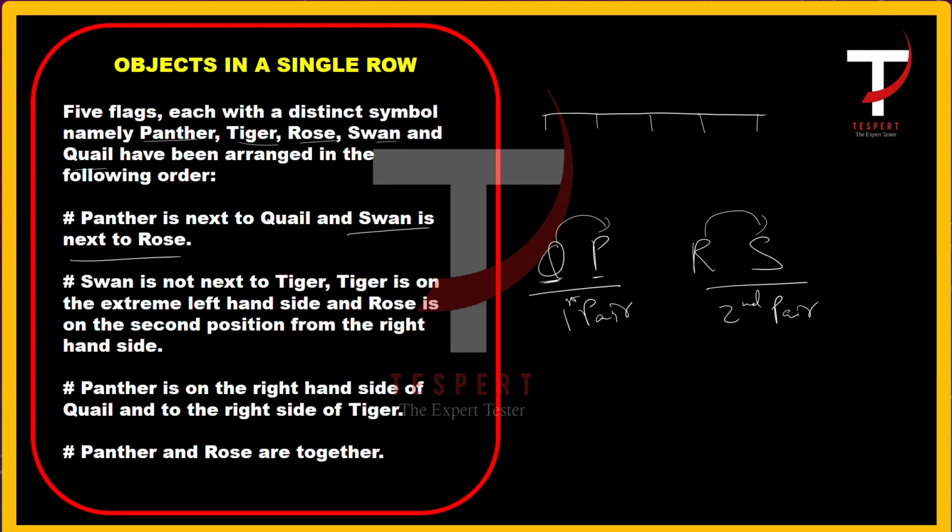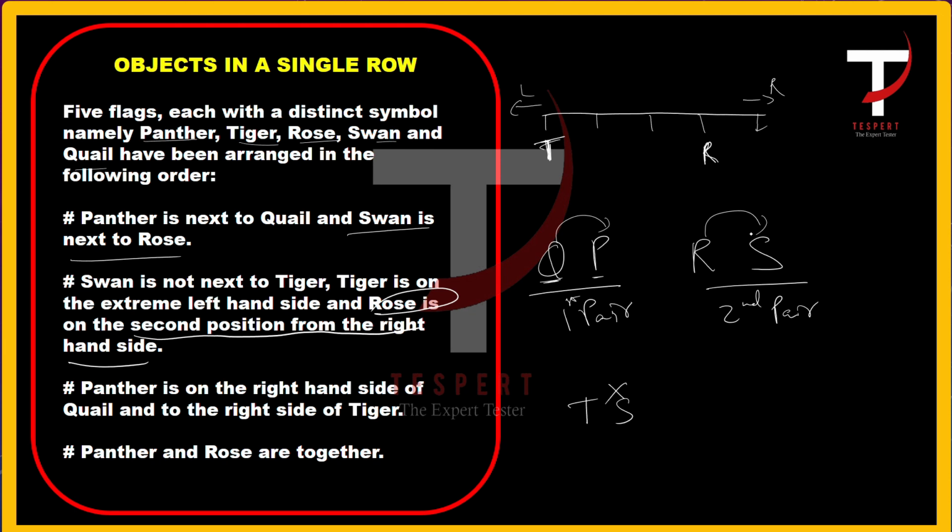Come to the second statement. Swan is not next to tiger; after tiger, swan shouldn't come. Tiger is on the extreme left hand side. If we consider the direction, this is the left hand side, this is the right hand side, and tiger is on the extreme left hand side. So we can place tiger here. And rose is on the second position from the right hand side. This is the first position from the right hand side, and this is the second position. So rose comes here.